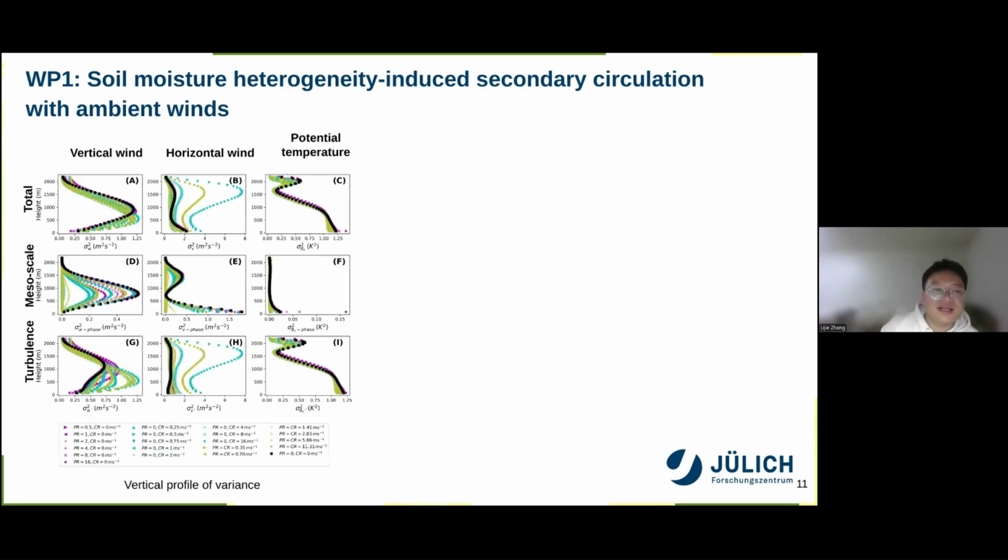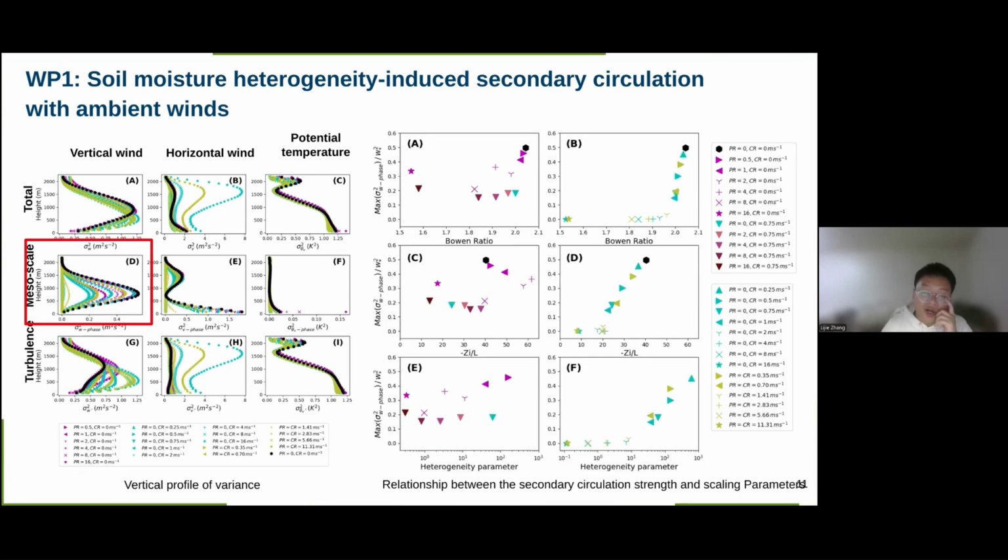Based on this, we did some statistics. This is the profile of the variances for the vertical wind, for the horizontal wind, and for the potential temperature. What interests me most in this figure is that the peak value of the mesoscale vertical wind can represent the structure or strength of the secondary circulations I showed in the previous slide. And we did some dimensional analysis with these peak values as an indicator for the secondary circulations, with some commonly used parameters. Here we have the Bowen ratio.